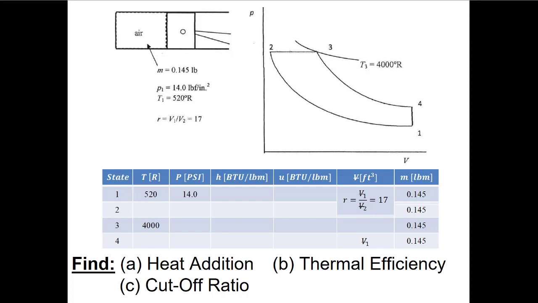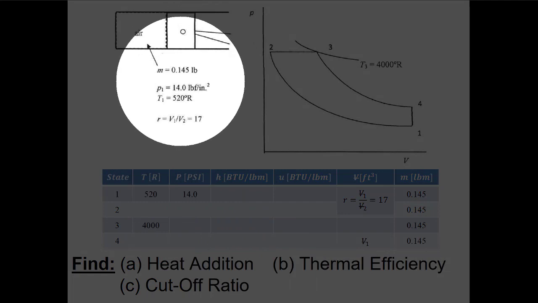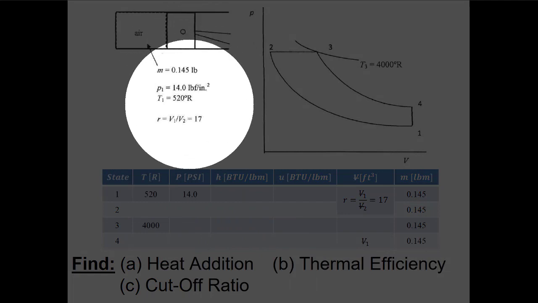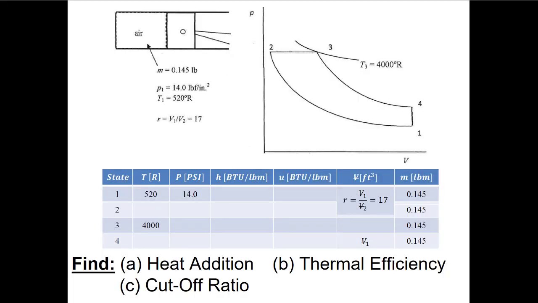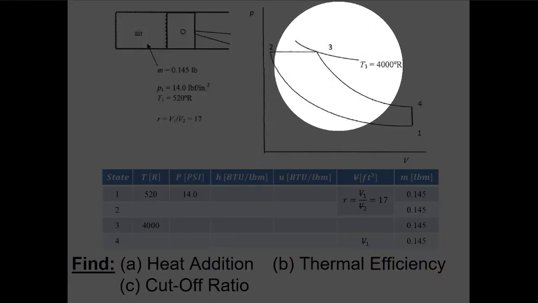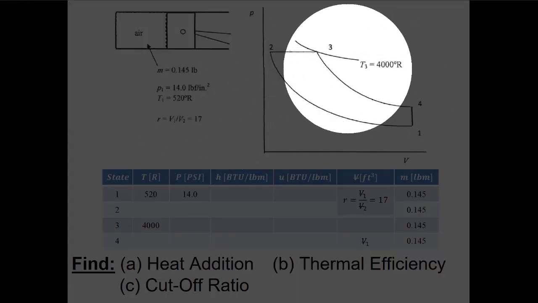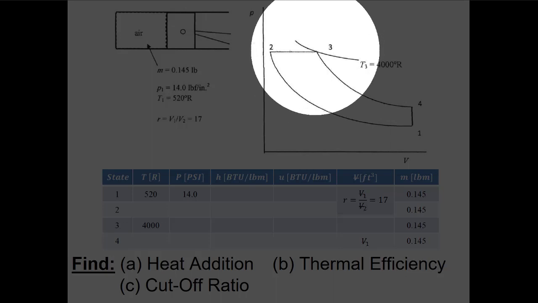So here we're told about some diesel cycle. We're given the mass inside the system. We're told the pressure and the temperature at state 1. We're also told our compression ratio is 17. We're told the maximum temperature in the system is 4,000 degrees Rankine. So here, that happens at state 3.